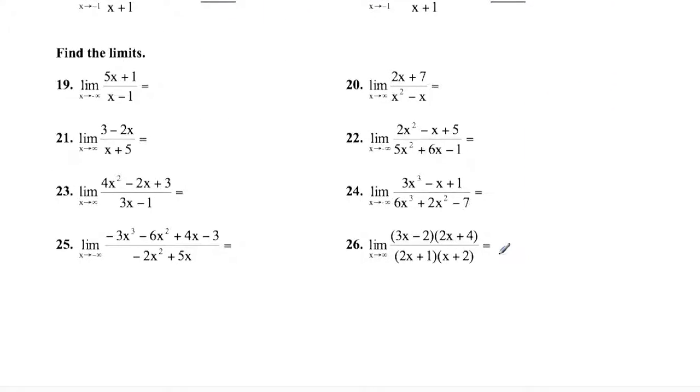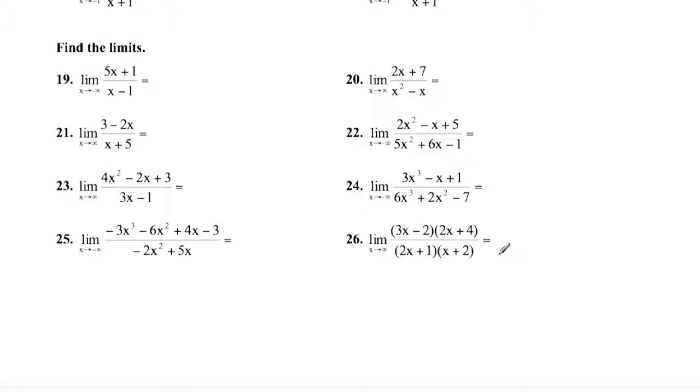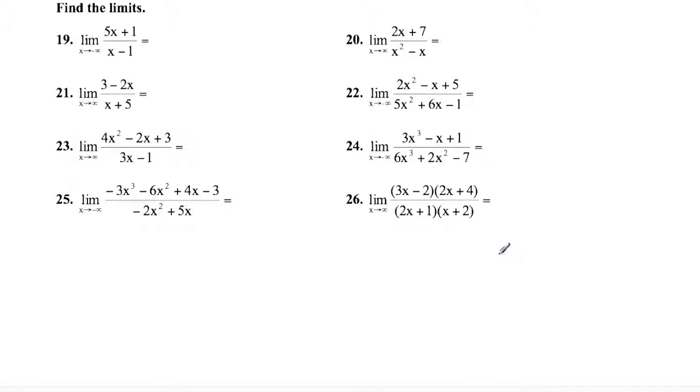Now for the remaining problems, we have these questions where we have asymptotes. So remember, if we can look at the asymptotes, then we will find where the limit is. So this first one, number 19, we can see that the degree in the numerator equals the degree in the denominator. So that means the horizontal asymptote is going to be at the quotient of the leading coefficients. So if this is 5 divided by 1, that's where the horizontal asymptote is, and that's also where the limit is. So the limit equals 5.